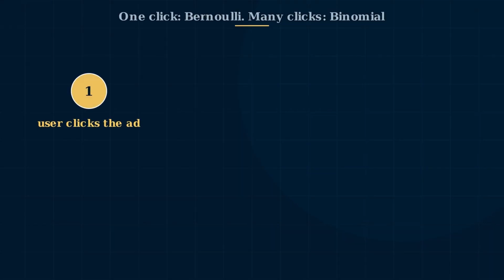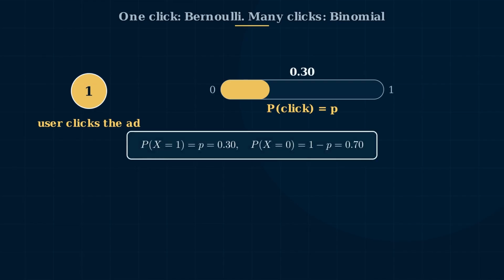Start with 1 visitor. Let X equal 1 for a click and 0 for no click. If the click probability p is 0.3, then P of X equals 1 is 0.3, while P of X equals 0 is 1 minus p, or 0.7. This two-outcome model is the Bernoulli distribution.